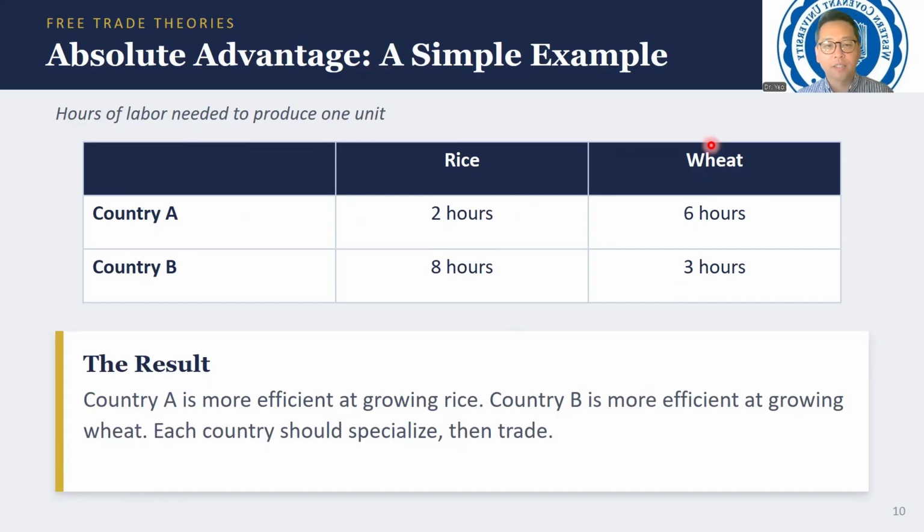According to Adam Smith, the smart move is for country A to specialize in rice, for country B to specialize in wheat, and then for the two countries to trade with each other. This way, both countries end up with more rice and more wheat than if they had tried to produce everything themselves. Does it make sense, right? And to help you have a better, clearer understanding of this concept, I prepared an extra slide.